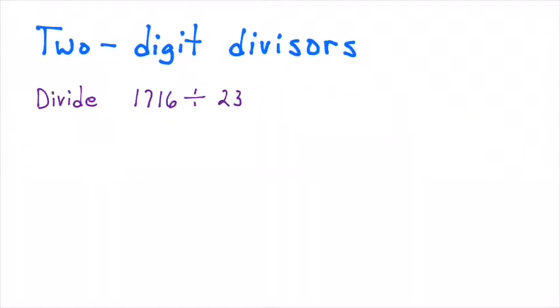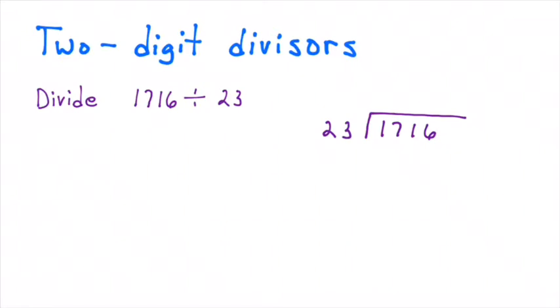Let's just get one more example here. So I have 1,716 divided by 23. And now, how many times will 23 go into 1? Well, it won't. So how many times will 23 go into 17? It won't. All right. How many times will 23 go into 171? Well, I don't know. It definitely goes in, but how many times, I don't really know.